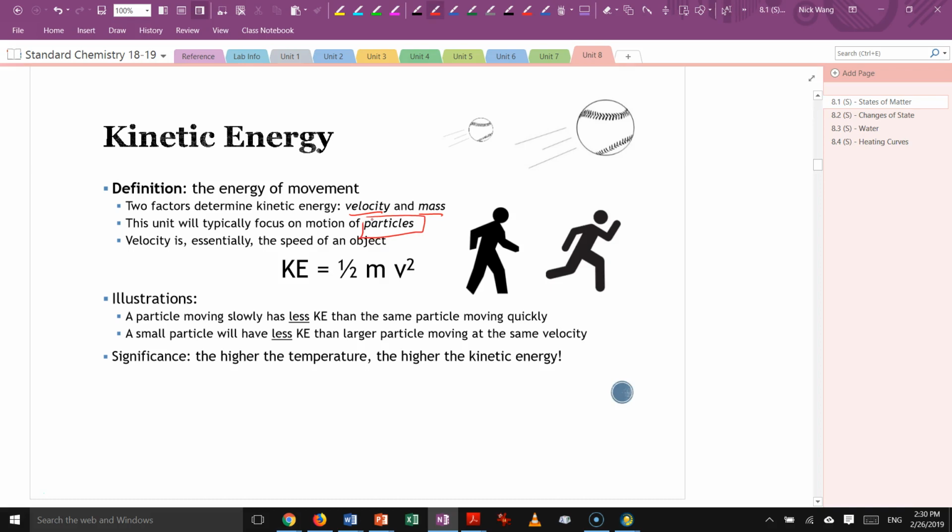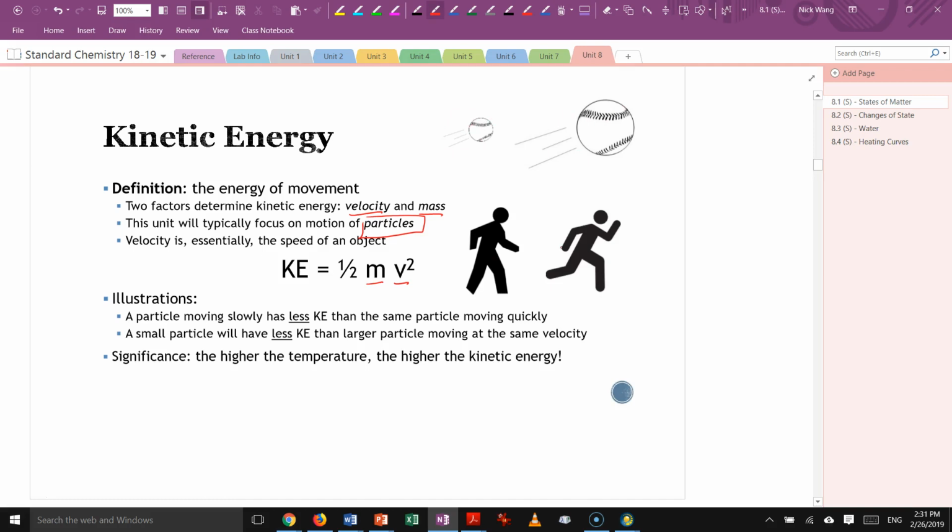And so when we look at this, we want to think about how big the particles are and how fast these atoms or molecules are moving. You see here the formula: kinetic energy, KE, is equal to 1/2 times mass times velocity squared. So a couple of illustrations here: on the right side you have a small particle and a big particle, and they're moving at different speeds, so this one is going to have much greater kinetic energy than this one right here.